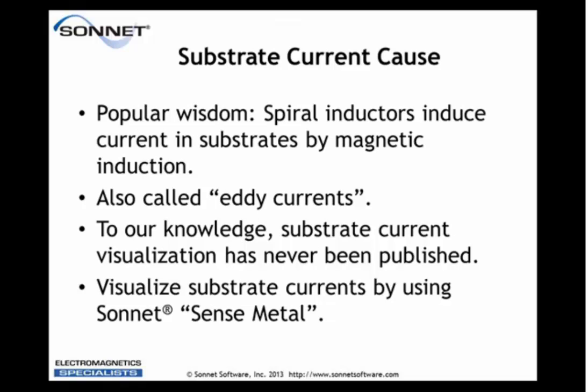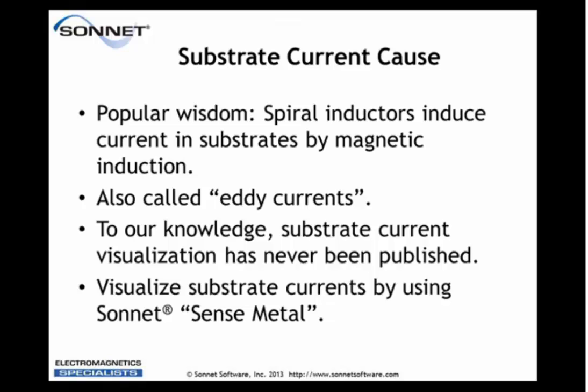Popular wisdom says that silicon inductors, like a small magnet, induce current in substrates by magnetic induction. How else would a magnet, electromagnet, or an inductor induce current? It has to be by magnetic induction. These are also called eddy currents. Note that eddy is not a name. And also note that eddy currents are more properly used with a conductor that is moving through a magnetic field. It induces eddy currents. But eddy currents is a popular term for the substrate induced current.